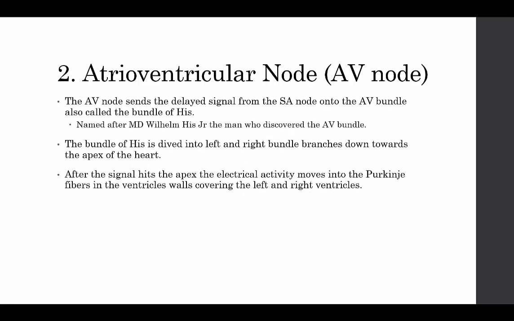The AV node sends the delayed signal from the SA node onto the AV bundle, also called the bundle of His, also called the common bundle. And then the bundle of His is divided into left and right bundle branches, which move towards the apex of the heart. They come back up through the ventricle walls, and they go into the Purkinje fibers in the ventricle walls, covering the left and right ventricles.